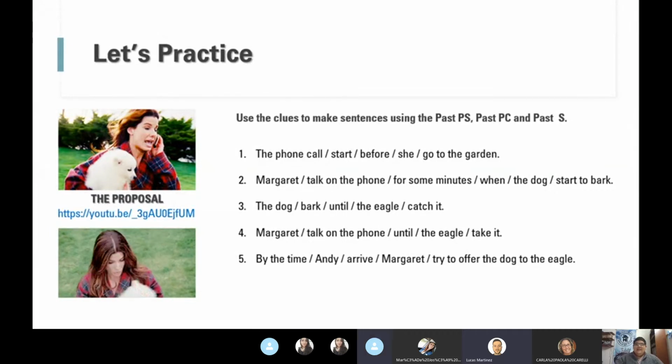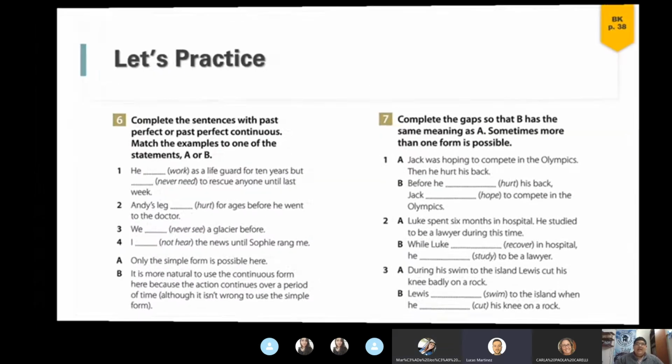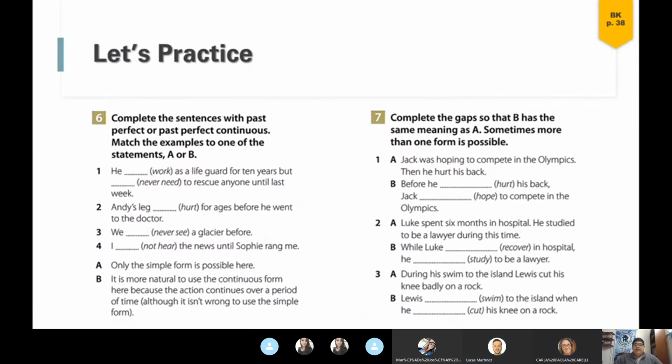But so let's practice. Now, please, let's go to page 38 from the book. Here we have two exercises to do here in class. Exercise 6. Complete the sentences with past perfect or past perfect continuous and match the examples to one of the statements A to B. But let's complete these sentences first.